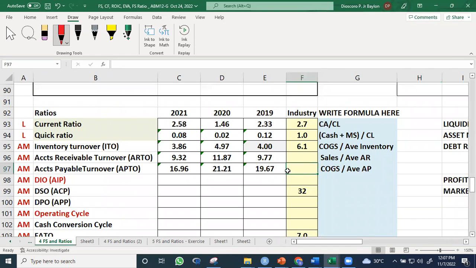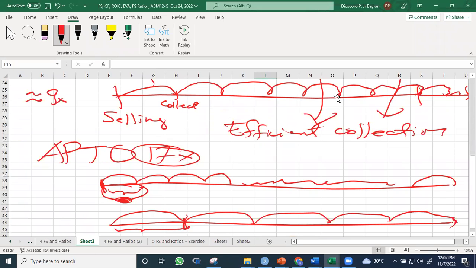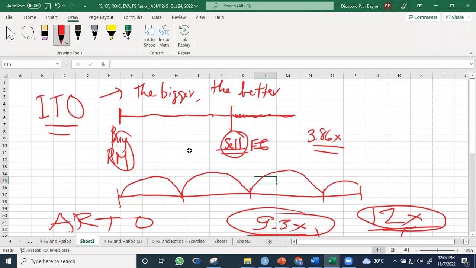Okay, if I recall right, yung APTO ng competitor, ng industry, is much lower. So in terms of these three factors, si ITO, si ARTO, si APTO, mas magaling yung industry or yung direct competitor natin. Now, I said a while ago that itong ITO, you can look at it in terms of yung turnover times, yung 3.86 times, or similarly, you can look at it in terms of the number of days.